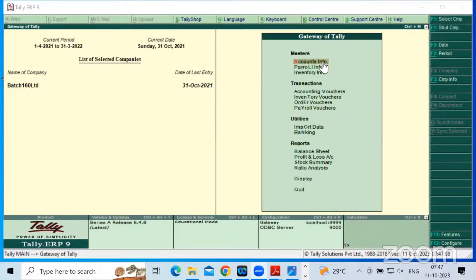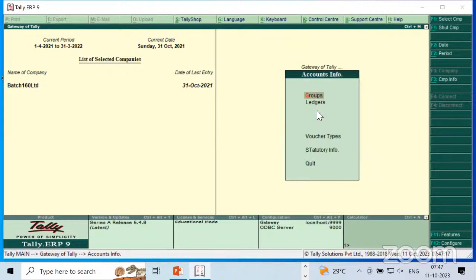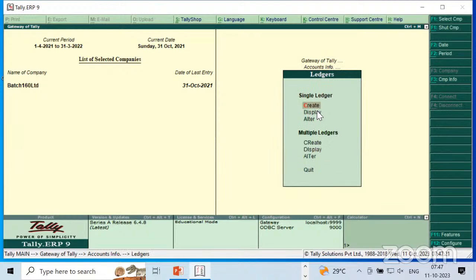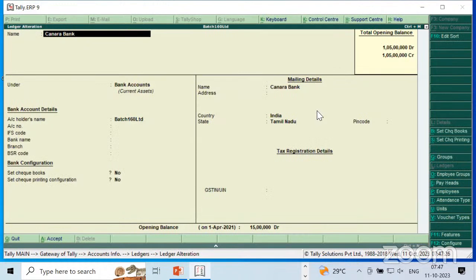Now master data, all of you know. So you go to this accounting info. You can create a group or ledger as such. So go to ledger. If you want to create, then you can create. Now I'm just showing you. If you want to create a bank account, you can just create this. So Canara Bank account. Now this will not change. This is master data.